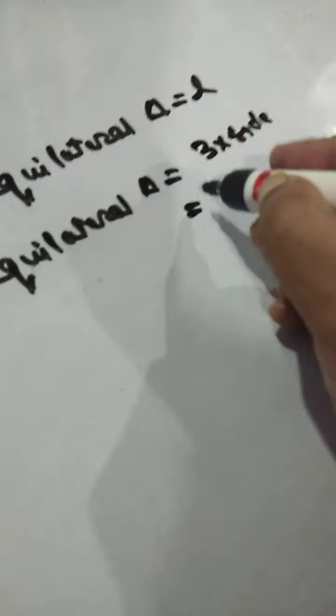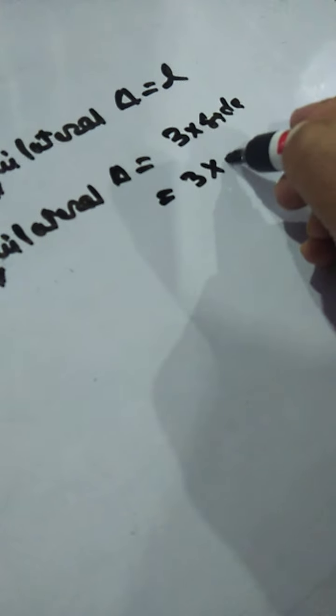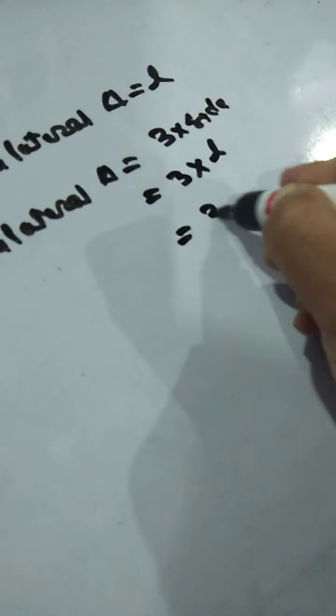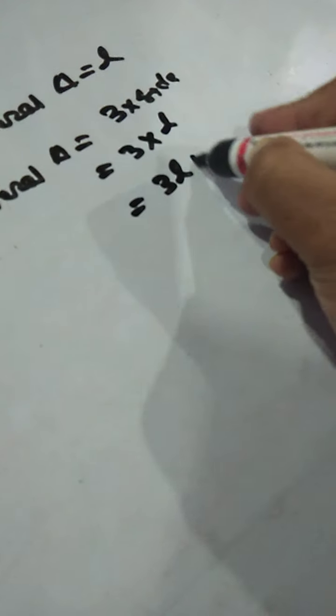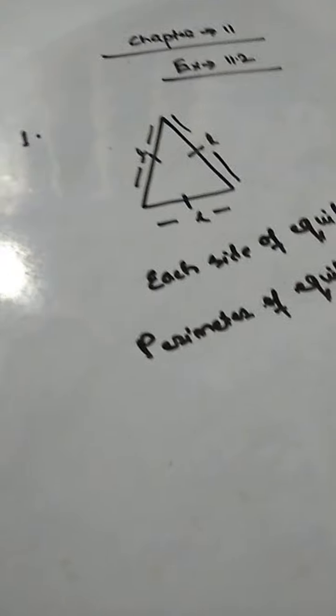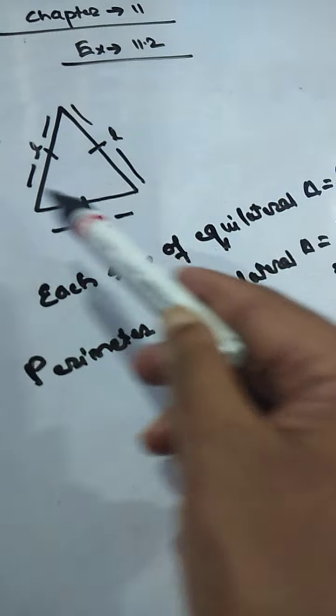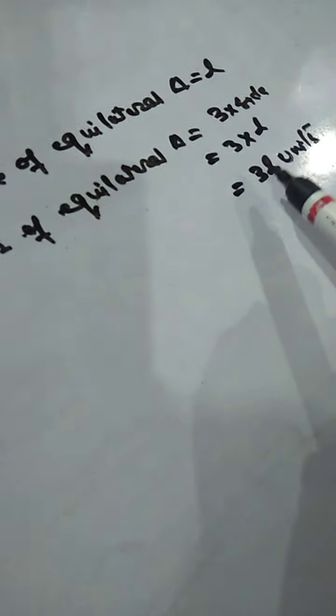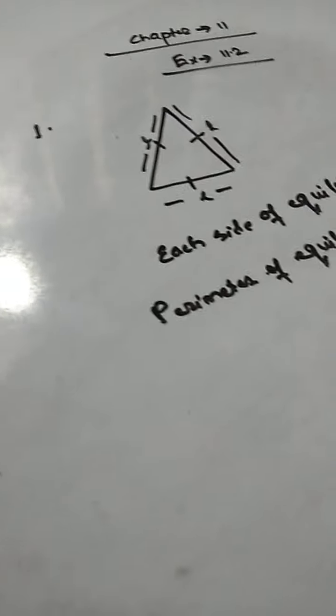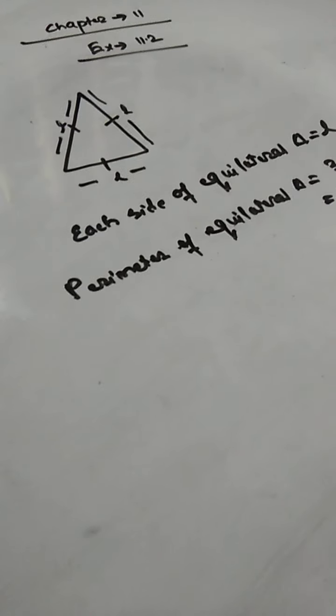3 into side. And what is the measurement of each side? That is L, so we'll count it as 3L only. So 3L units, this is what we have to write down. This is the first rule for these geometric figures, 3L. So the perimeter of an equilateral triangle is 3L units. Okay, let's move on to sum number 2.